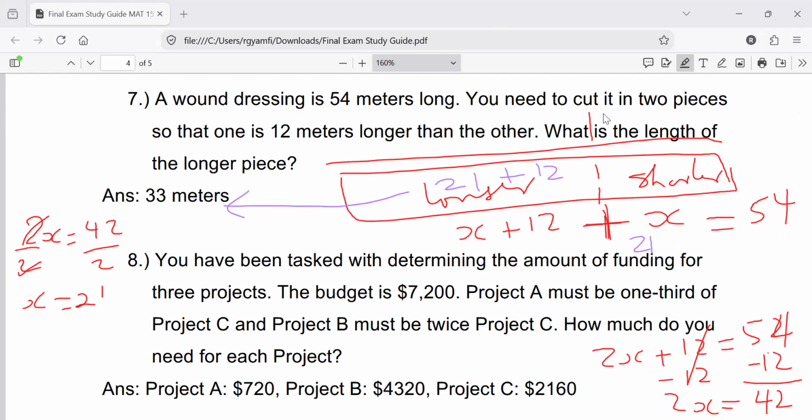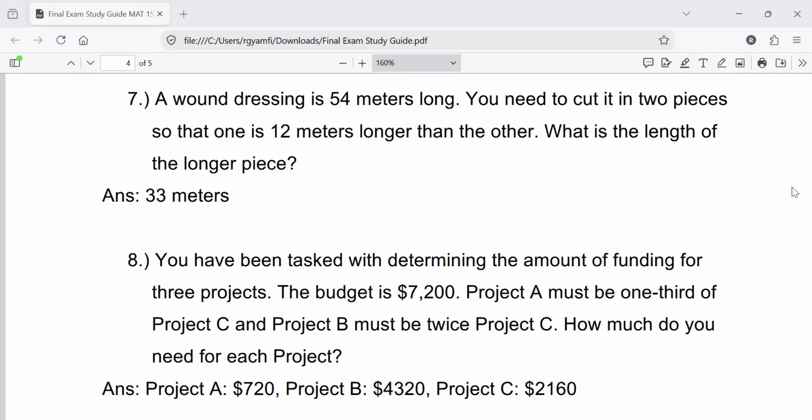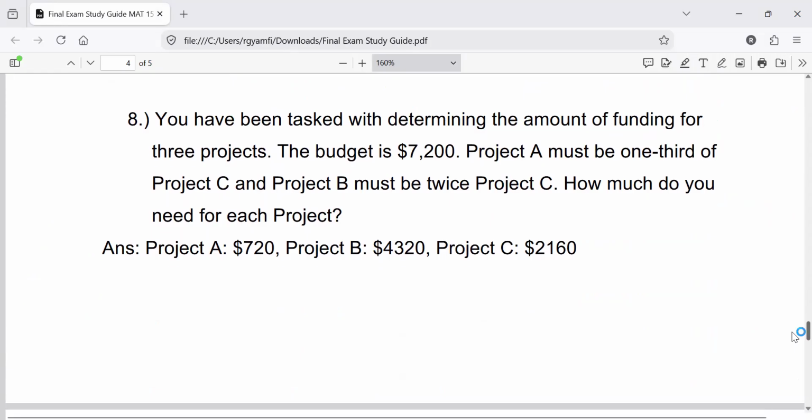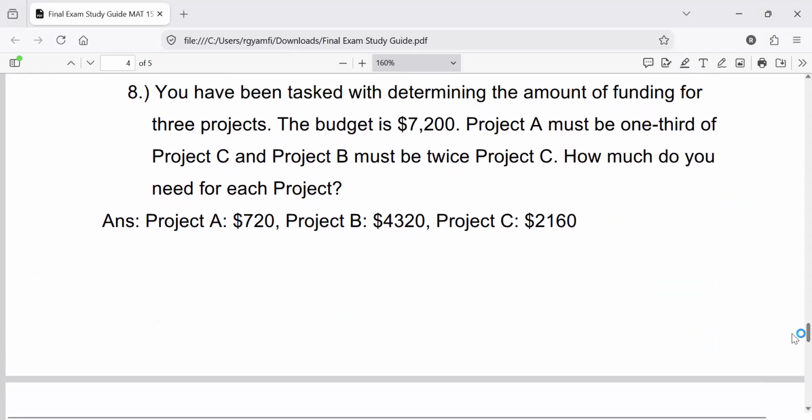All right. Number 8. You have been tasked with determining the amount of funding for 3 projects. The budget is 7,200. So I'm going to write that down. The total budget is 7,200.